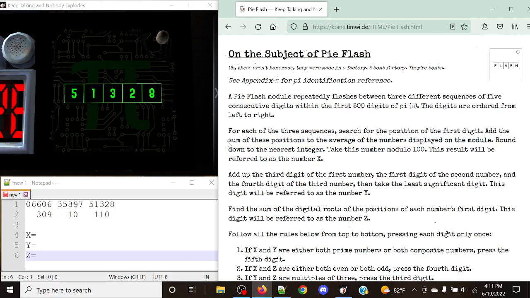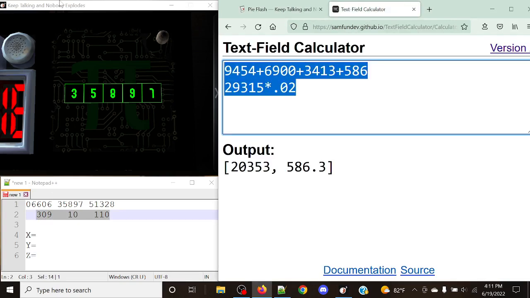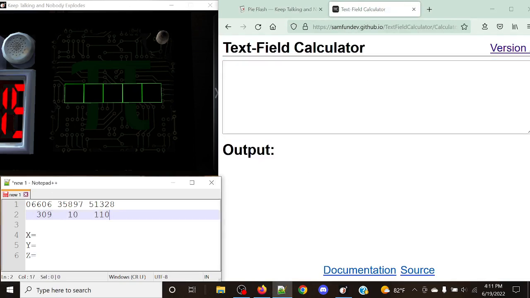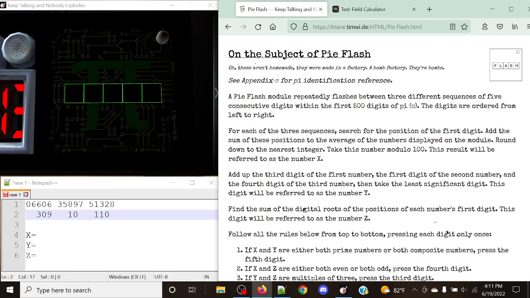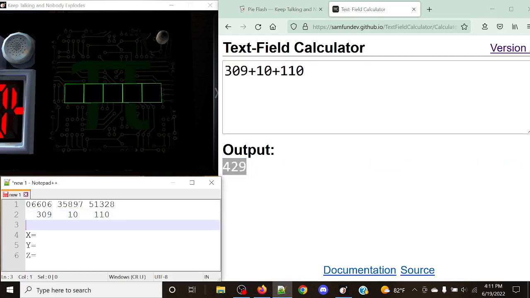So first things first, add the sum of these positions, so in this case referencing the positions of each of these three digits. So let's pop out our handy-dandy calculator, which in this case we're going to use TFC. That is some random math, that's from tax returns. Don't worry about that. So now, let's add the sum of these positions. So we're going to add 309 plus 10 plus 110. In this case, we're going to get 429. I'm just going to copy this for later.